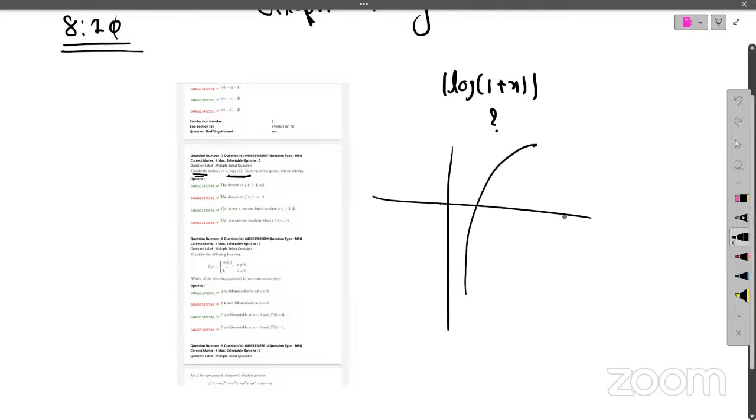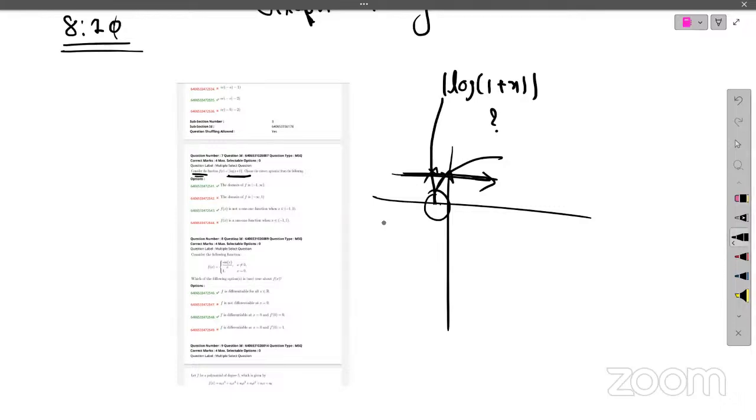See, this is the graph of log. If you shift it one unit toward the left hand side, then the graph of log of x plus 1 will become this one. And if you apply the modulus, it will become something like this. So now at this interval, if you draw any horizontal line, it will intersect at 2 points. So that's why it's not a 1-1 function.